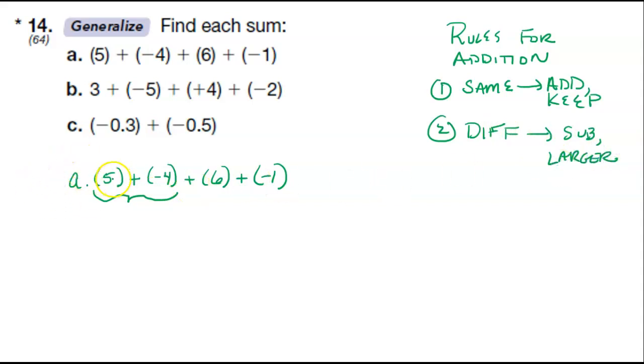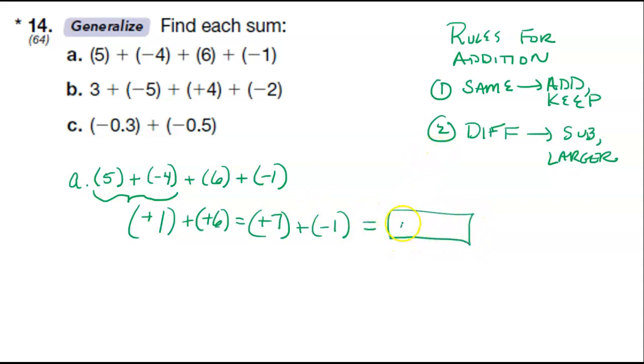Okay, so here I have positive 5 and negative 4. They're different signs. I'm going to subtract. 5 minus 4 is 1, and I take the sign of the larger, which is positive. So I have positive plus positive, which is going to give me positive 7, plus a negative 1. So you're going to have to apply rule number 2 to get your answer.